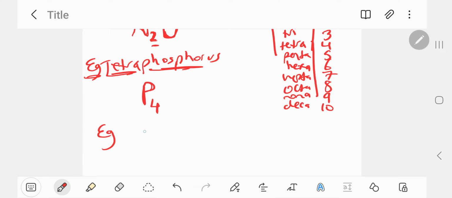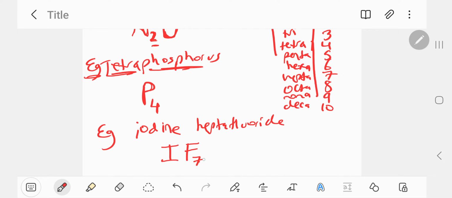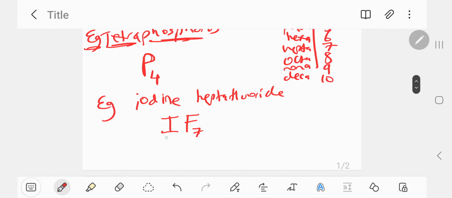Let's do another one. Let's do iodine heptafluoride. Okay, let's write the symbols first. Iodine goes first. It's I. So we'll write it from left to right. Iodine is I, goes first. Heptafluoride. Hepta means 7. Fluoride is fluorine. So F, and 7 down here.